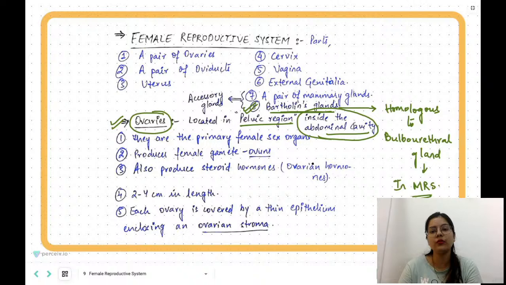But here the ovaries are found completely inside the abdominal cavity. So this is the one basic difference which is found in case of your male and female reproductive system. So this is also very, very important over here.